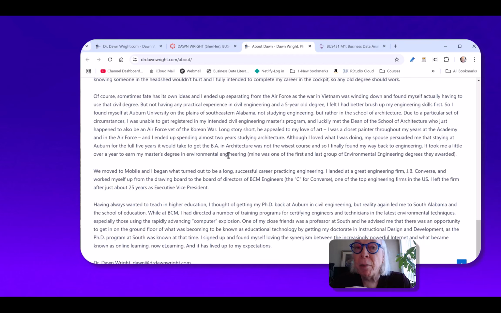and over the 25 years I was with them, we acquired other firms and we merged and ended up one of the top environmental engineering firms in the United States. And I left the firm after 25 years. I was executive vice president.